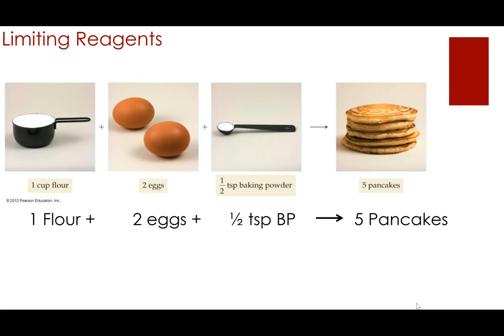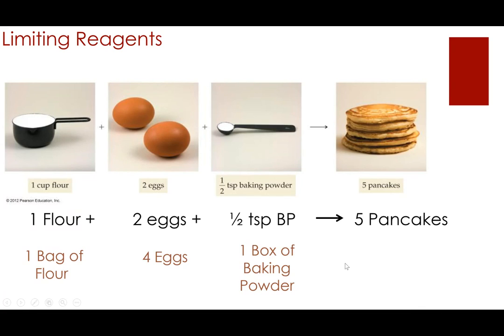So let's go back to our crappy pancake recipe. Again, our recipe, remember, is 1 cup of flour, 2 eggs, half a teaspoon of baking powder, and 5 pancakes. So let's say that I go to my pantry. I have 1 bag of flour. I have a whole box of baking powder. I open up my fridge and crap, I only have 4 eggs. What is the maximum number of pancakes that I can make?